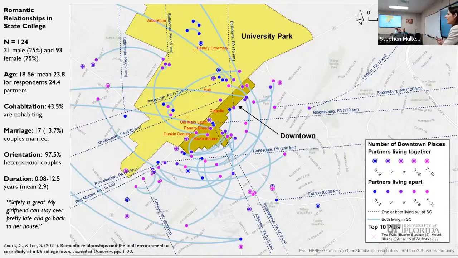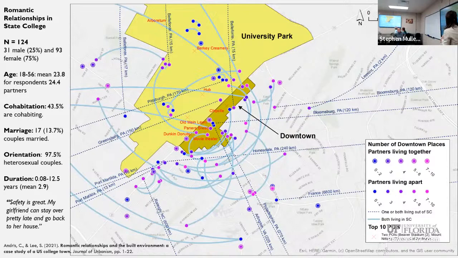So we interviewed couples, or we surveyed couples, and when we have a dot here, it means that that's one person from a couple, and then we have another dot, it's another person from a couple. We don't disclose the year that we did this, but it was a while ago. And then we have cohabitating couples with a little bit of a circle and a double circle around them. And from this analysis, the colors here are the number of downtown places they like to hang out at.